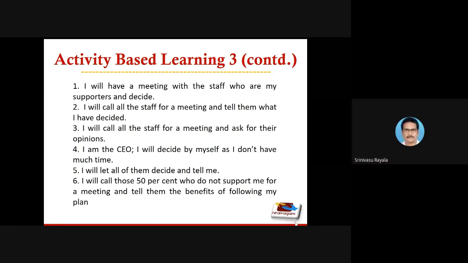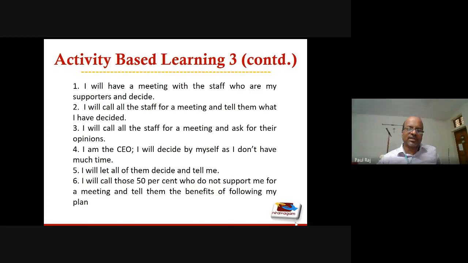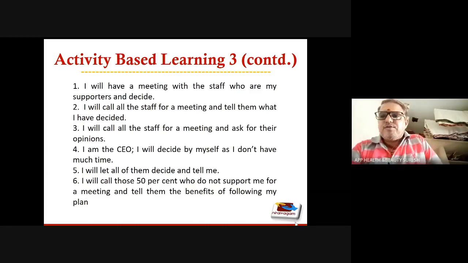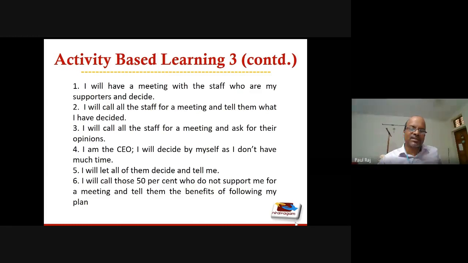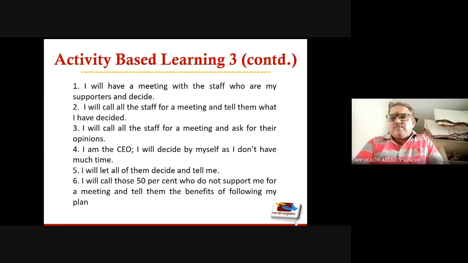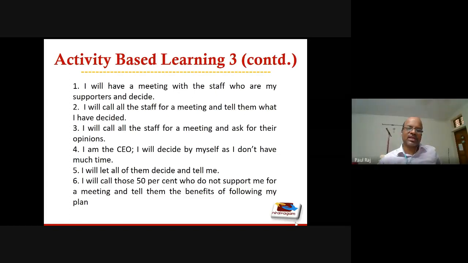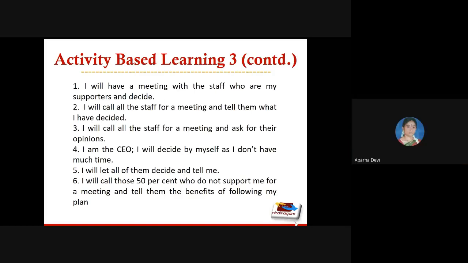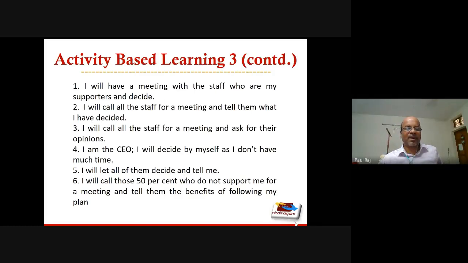Third one. Okay, sir, I'm going for the third one. Okay, your name, please. Suresh. Mr. Suresh has chosen the third one: I will call all the staff for a meeting and ask for their opinions. Okay, very good. Anybody else? Yes, third one, sir. Aparna. Okay, Aparna: I will call all the staff for a meeting and ask for their opinions.